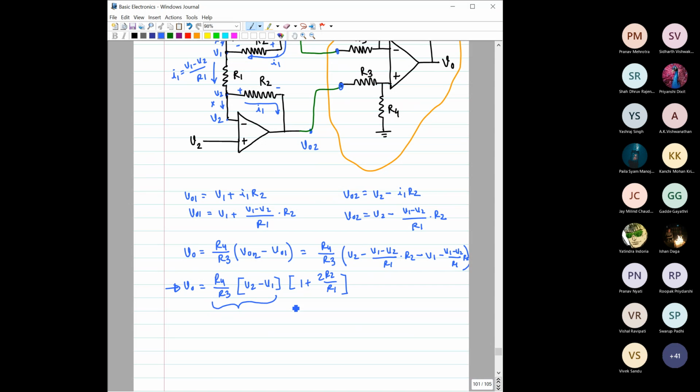What is different here? We have an additional term here, right? This term says that it is 1 plus 2R2 by R1. So obviously the overall gain has increased compared to the difference amplifier that we studied yesterday. And what is important here is this R1 term, right? By changing only this R1, you can change the overall gain.